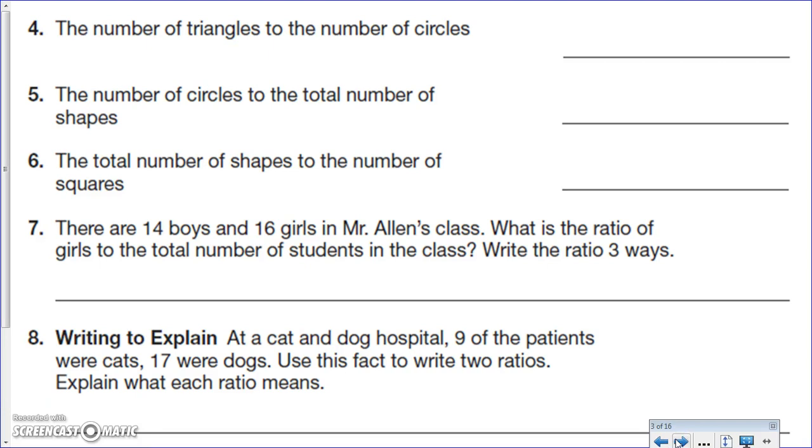For 4, we have the number of triangles to the number of circles. So we know there's 1 triangle, and we know there's 3 circles. So our ratio is 1 to 3.